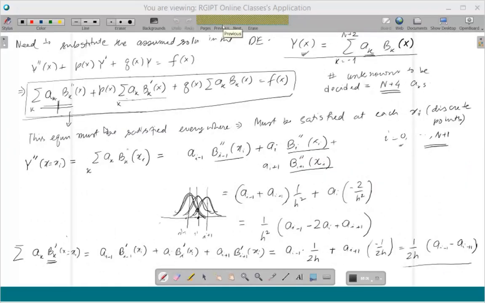Your assumed solution is the sum of a_k b_k(x), where k goes from -1 to n plus 2. You know all these a_k, and the b_k are known to me anyway. So you give me x, I can find y of x, and that way for each x_i you can do that and plot it out. So that would be your procedure for implementing this particular method.